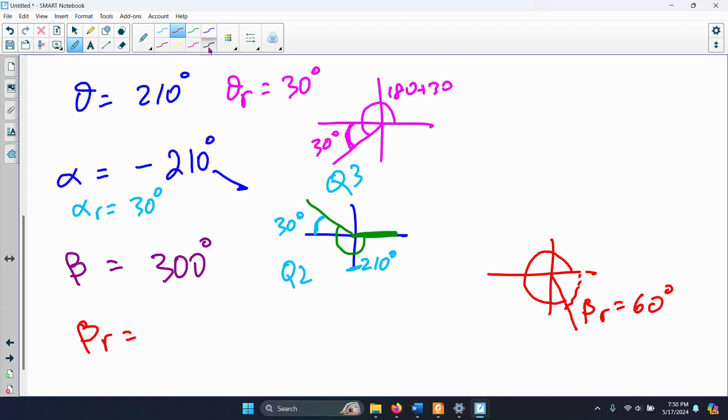It's this angle right here. Okay, and the actual angle is indicated by this circular spiral, but the reference angle is to the nearest x-axis, and in this case it's 60 degrees. So if this is 300, this would be 60 degrees.